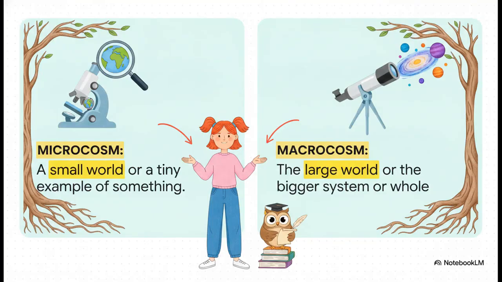Let's do a direct comparison here between two words that absolutely love to show up in vocabulary tests and essays. First, we have microcosm, which means a small world or a miniature version of a much larger system. For example, a single classroom could be a microcosm of a whole society. We contrast that directly with its exact opposite, macrocosm, which uses the prefix macro for large, meaning the bigger system or the whole universe itself.